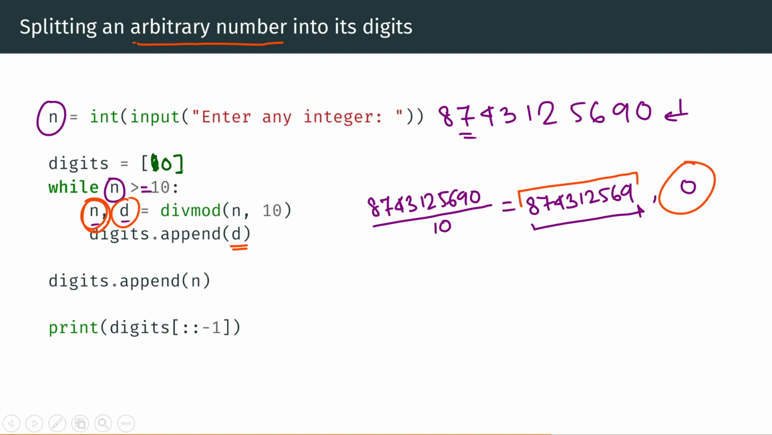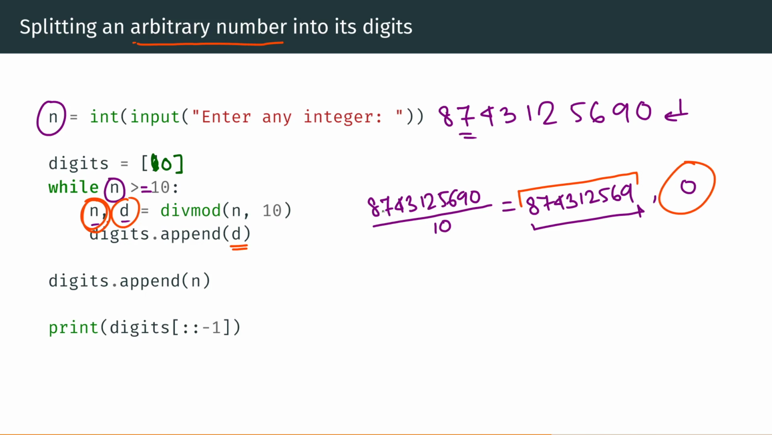Okay, so then we go back to this loop. We check, is n greater than or equal to 10? Yes, it is. It is in fact greater than 10, right? Because it is 8, 7, 4, 3, 1, 2, 5, 6, 9. So again, what we do is n, d equals divmod(n, 10).